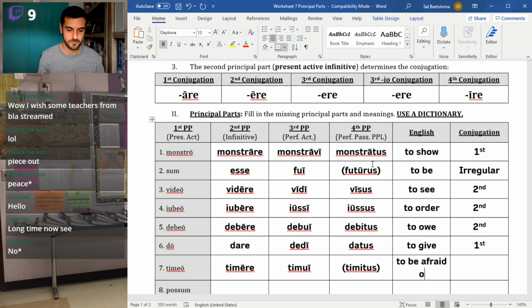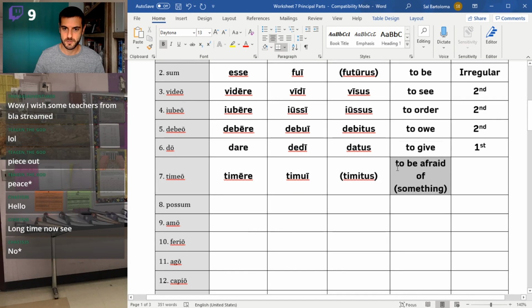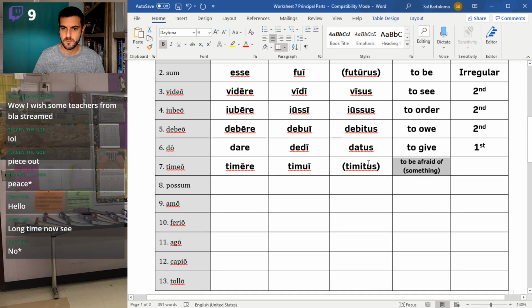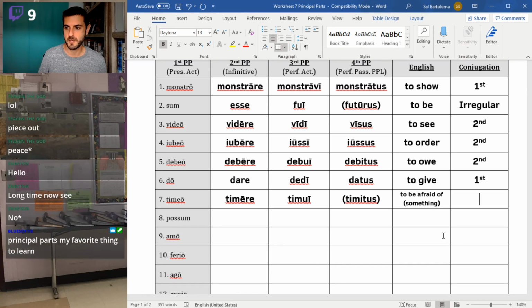afraid of something. I have to shrink that down a little bit. So if you are afraid of snakes or afraid of bears or afraid of heights, you would use this verb, timeo. Okay. Principal parts, classic. And this is timeo, timere, so that is second conjugation.